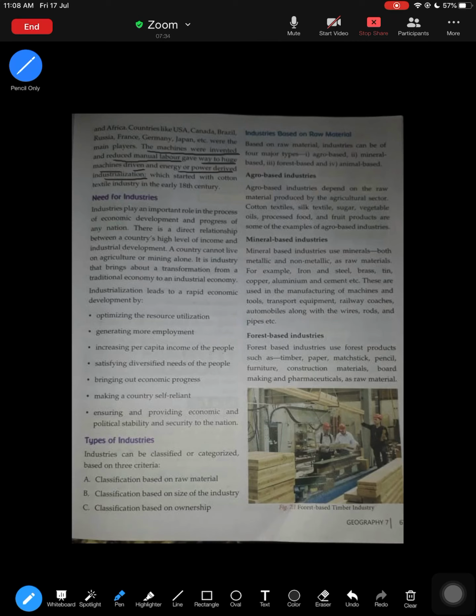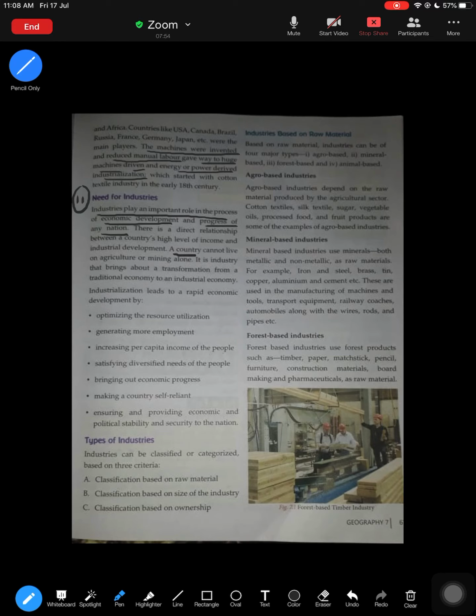Now, the second goal for today's class is to understand, why do we need industries? What is the reason of having industries? Industries play a very important role in the process of economic development and progress of any nation. Any nation that has industry, its economic growth is going to be faster, and we're going to develop and progress at a better rate.